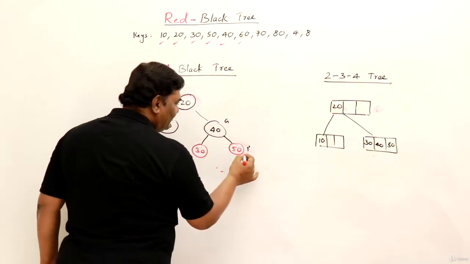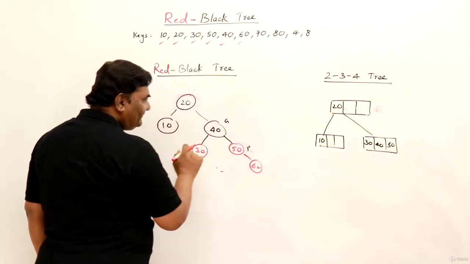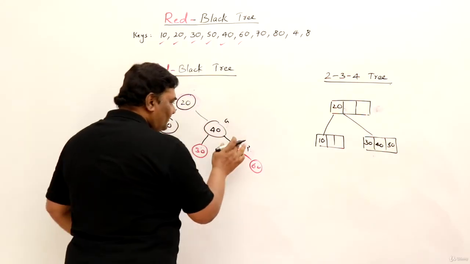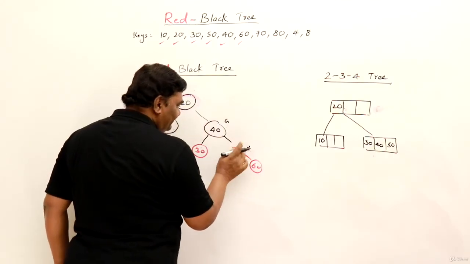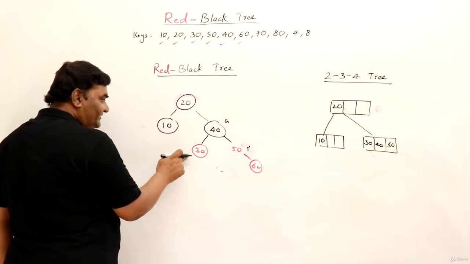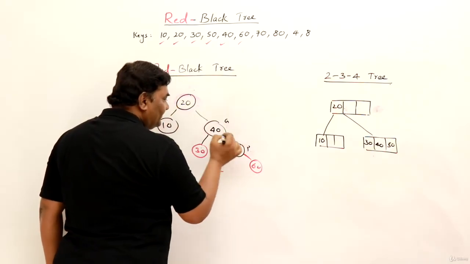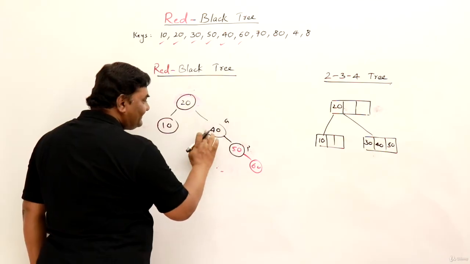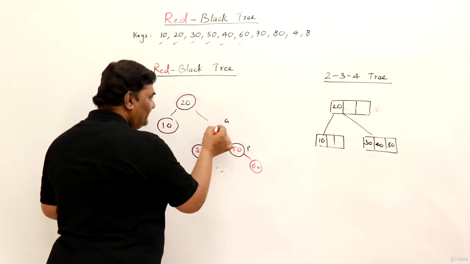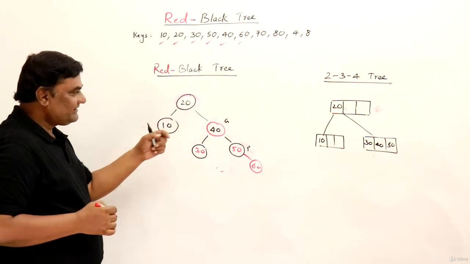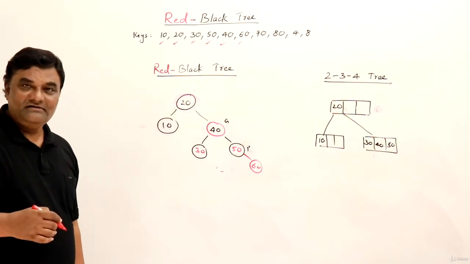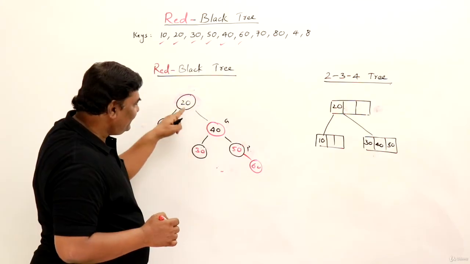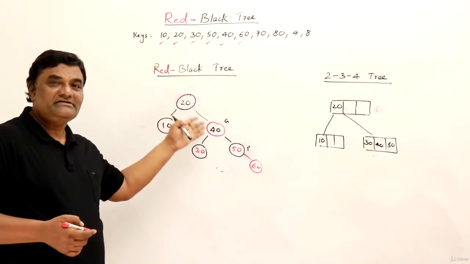That's it. Now next, after finishing 40, let us insert 60. 60 comes here. Red conflict. So what did we do in this red conflict? Because this is red and the uncle is also red, recolor them: make them black and make this red. Make 40 red. Got it? Now check this one. Is there any red conflict? No, this is red black.